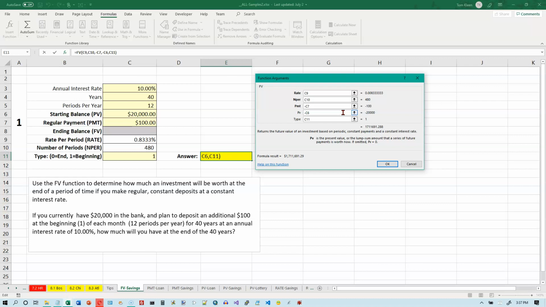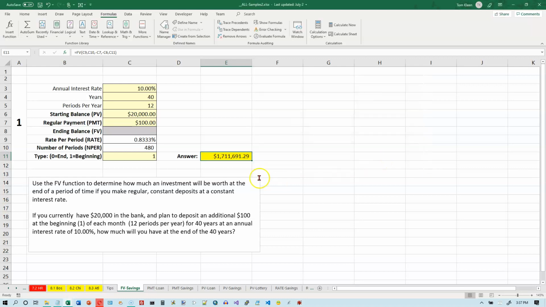And if you're wondering why the minus signs go there, it has to do with the direction that the money is going. And even though this is going into your account, the direction of the money is from you to the bank. And money going from you to the bank is a negative number. Money going from the bank to you is a positive number. And that's the way an accountant explained it to me. If you want a more detailed explanation, you'll have to ask an accountant about that. So now this comes out to be a negative number. And if we click on OK, we get a number of $1,711,691.29.